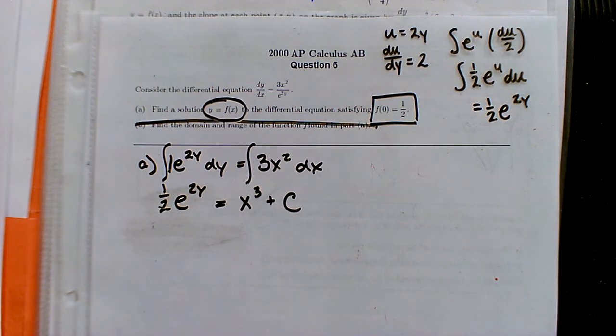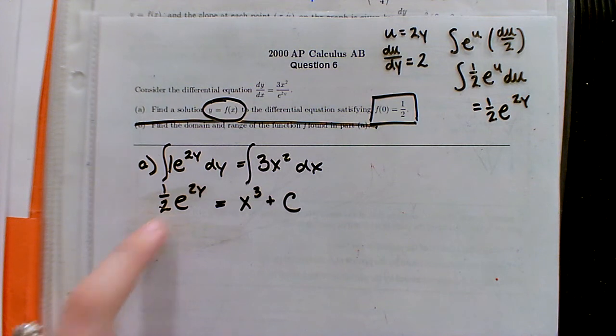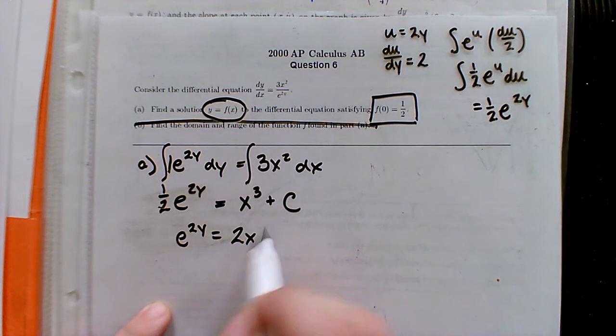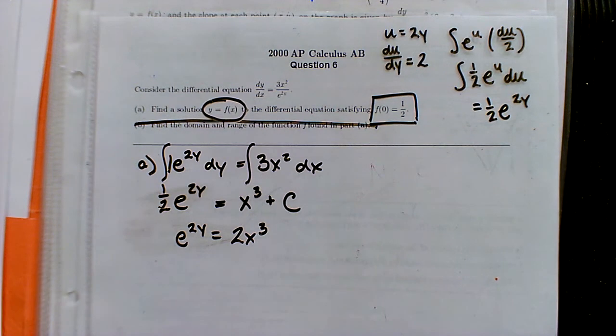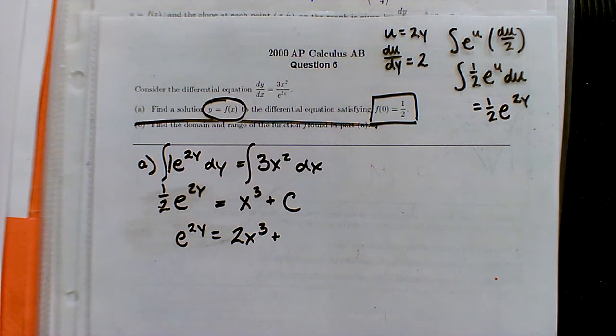There's another point to be had for that process. So if we multiply both sides by 2, that'll get rid of the 1/2. So this would be 2x to the third. And you could write 2c on the end, but 2 times a constant is still a constant, so if you wanted to, you could just leave it as c as well. It doesn't matter.